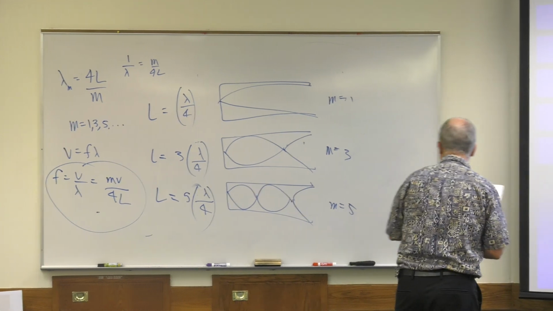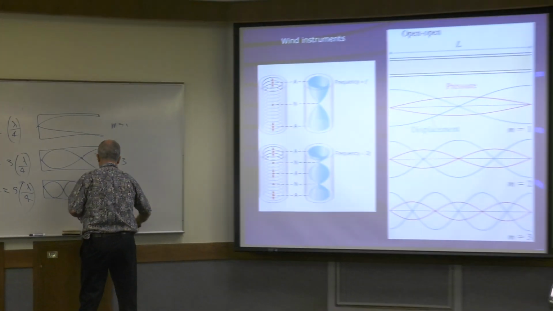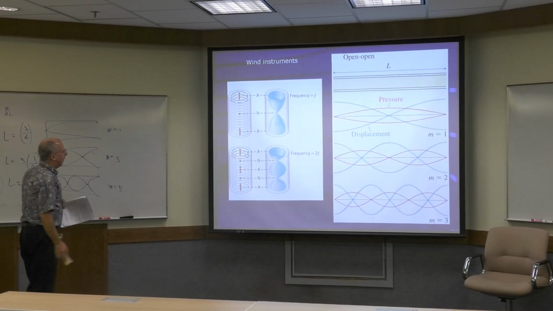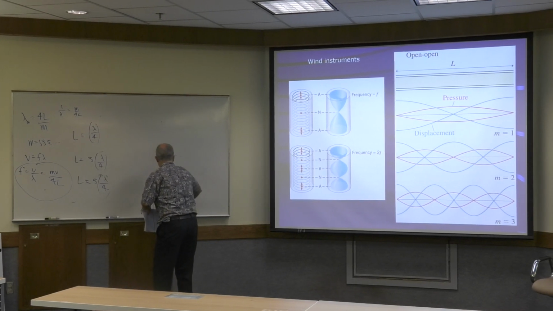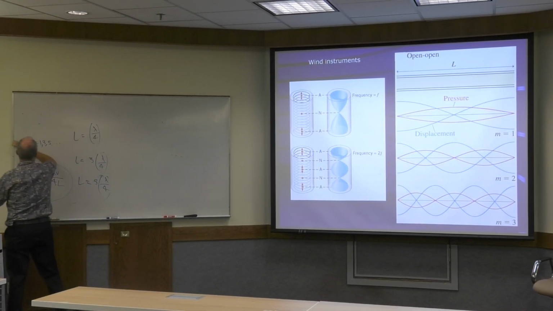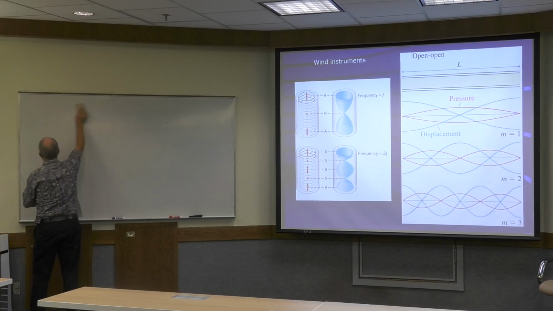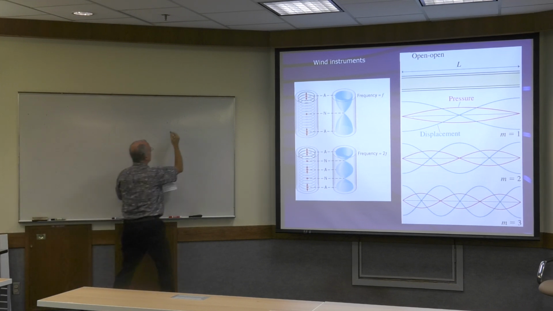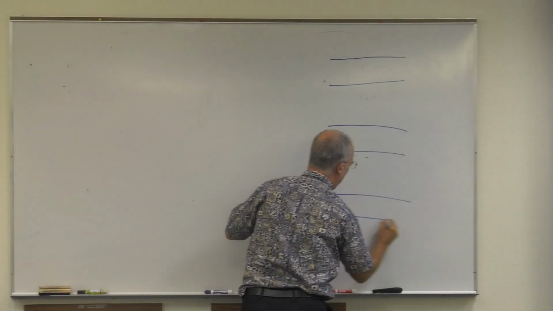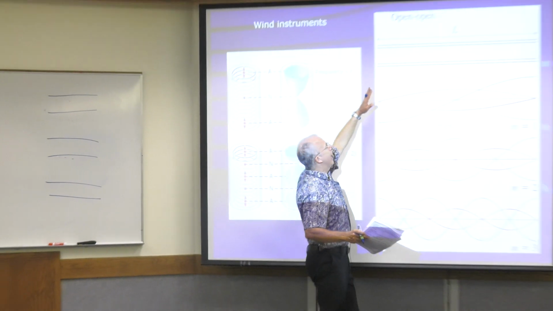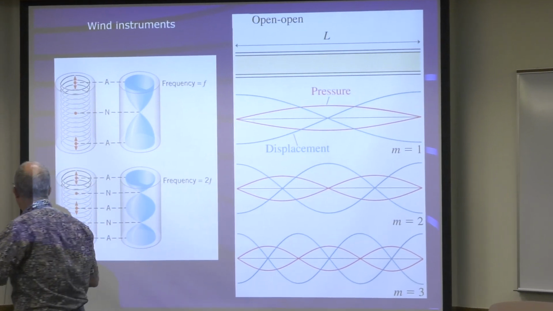All right, now let's do wind. Wind instruments are open, open. Now again, you just draw the picture. You can get all these, do all these derivations, which you'll have to do in a lab, and maybe tests or homework. Just convince yourself it's easy. Open, open. If it's open, air can oscillate. So if air can oscillate, it has to be the displacement antinode.